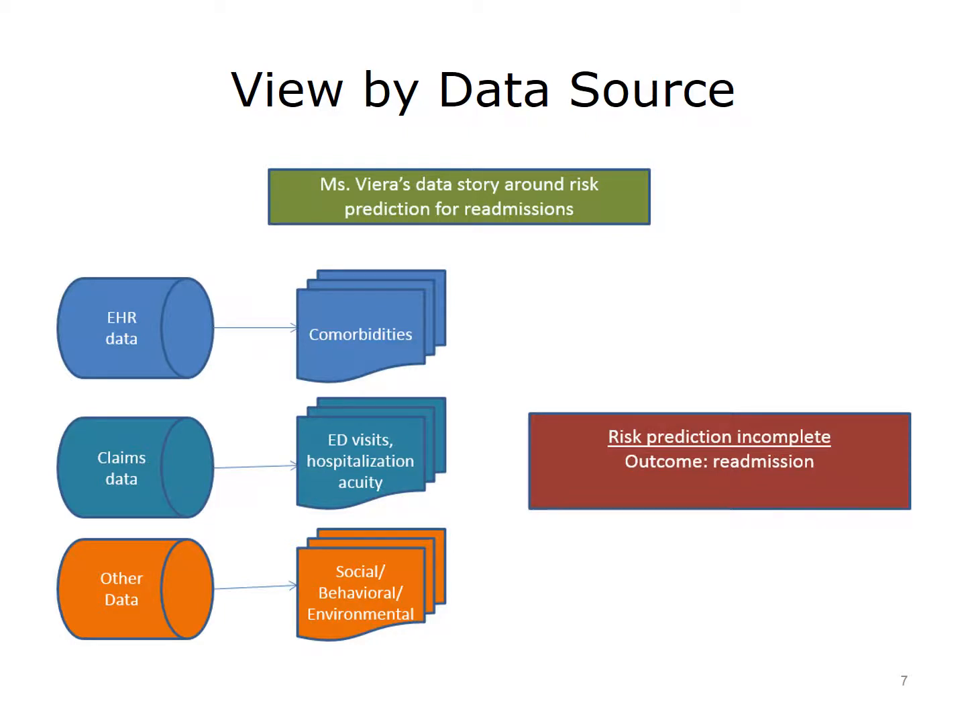Finally, other data, usually not stored in either the EHR or the claims data, may be helpful, such as social, behavioral, and environmental data. Environmental in this case means information about where people live. The availability of healthy food, for instance, may be low in certain urban settings. The lack of integration of this data leads to poor prediction in healthcare settings, and Ms. Viera may be readmitted because the system did not adapt.